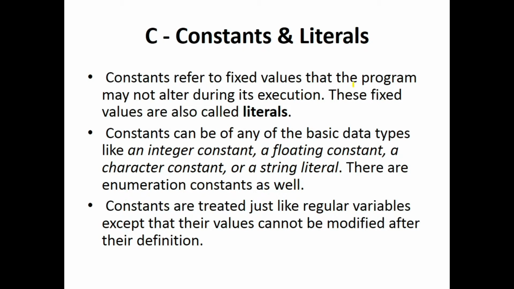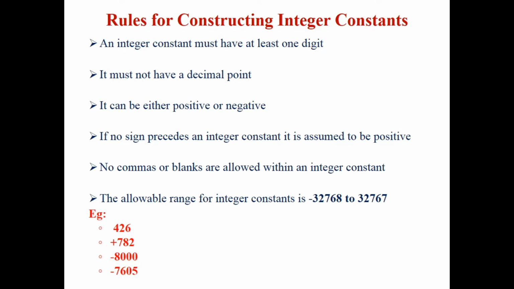A constant refers to a fixed value that the program may not alter during its execution. These fixed values are also called literals. A constant can be of any of the basic data types, like an integer constant, floating constant, character constant, or a string literal. There are enumeration constants as well. Constants are treated just like regular variables, except that their values cannot be modified after their definition.